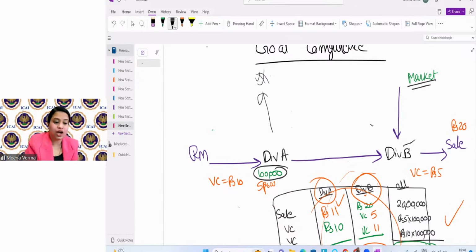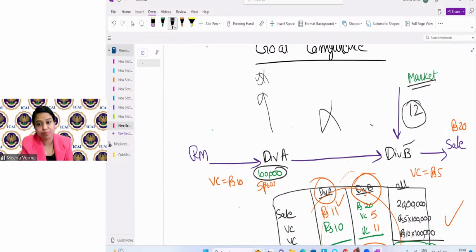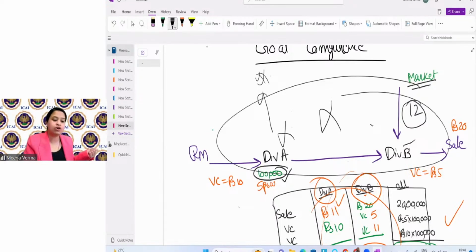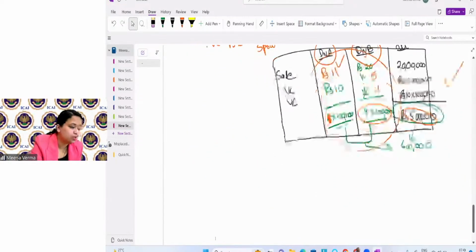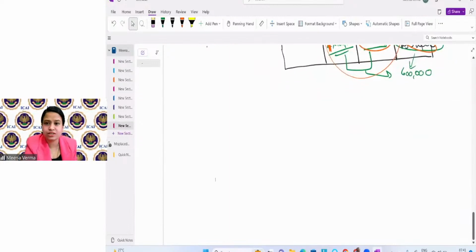ठीक है? So now he is willing to pay 12 rupees outside market and not at all buying the goods from A, though division A has the spare capacity. What will happen? This is a case where the loss of the entire organization will happen. Division A will have the loss and the entire organization will incur a loss. Not good for the organization at all. ठीक है? So this is not at all good. So we will consider goal congruence, मतलब we will consider the profitability of the organization.